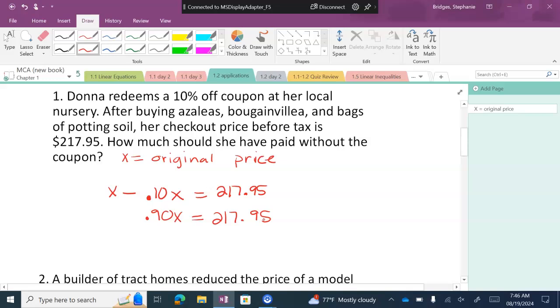Okay, these don't necessarily have fractions in them, but they are equations. Some of them might end up with fractions. Some of them might have decimals, but they are equations. And then if I have 0.9 or 0.90x equals 217.95, how do I solve from here? Divide by 0.9. Yep. So let's do that. Let's divide both sides by 0.9. Or 0.90, either way, whatever you're writing, they're the same.